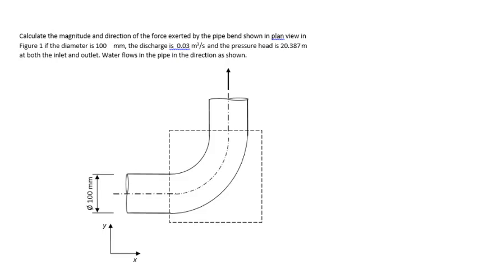Okay, so first of all, remember when we work with conservation of momentum, conservation of mass, and conservation of energy, we have to know what we're dealing with. So first of all, we know that they're asking us the magnitude and direction. So we have to convert things to velocities, and we have to show our pressures and all of that, and also the force exerted by the bend shown. So we need to calculate the magnitude and direction of the force exerted by the pipe bend.